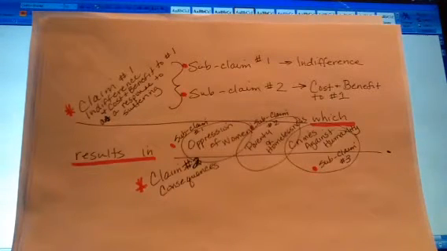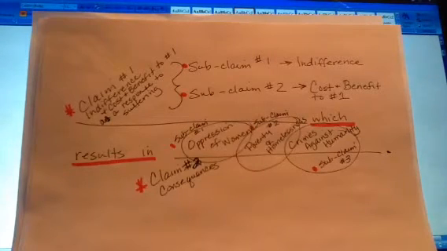So claim 1, you can see I've listed indifference and the cost and benefit to number 1. So those essentially become the 2 subclaims. Subclaim 1 is indifference, and subclaim 2 is the cost and benefit to number 1. And then which results in, subclaim number 1 would be the oppression of women, subclaim number 2, poverty and homelessness, subclaim number 3, crimes against humanity.